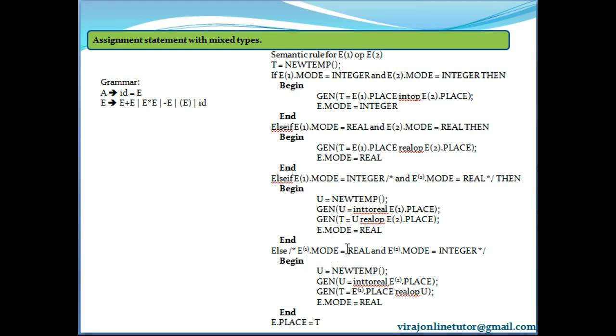Last case, when E1's mode is real and E2's mode is integer. This is the last use case pending, right? Here both are integer, both are real, here E1 is integer and E2 is real, so here E2 is integer and E1 is real. Last combination. In that I have to convert E2 from integer to real. So create a temp u, convert E2 from integer to real, perform a real operation between E1.place and u, and finally mode of E becomes real here. Finally, whatever is the value of T, assign it to E.place. Simple.